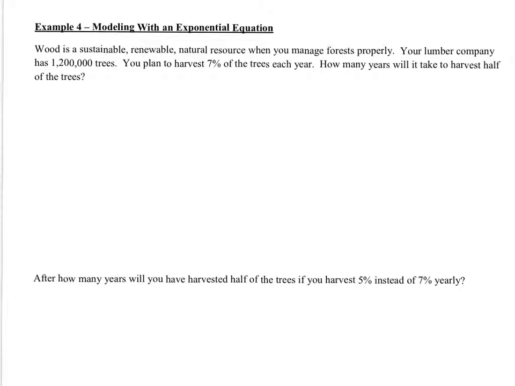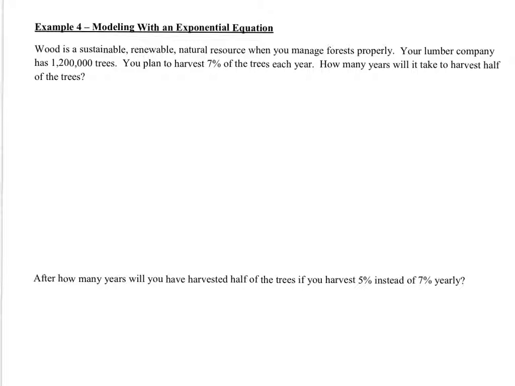So we have a word problem. Wood is a sustainable, renewable, natural resource when you manage forests properly. Your lumber company has 1,200,000 trees and you plan to harvest 7% of the trees each year. So you're taking away 7% each year.